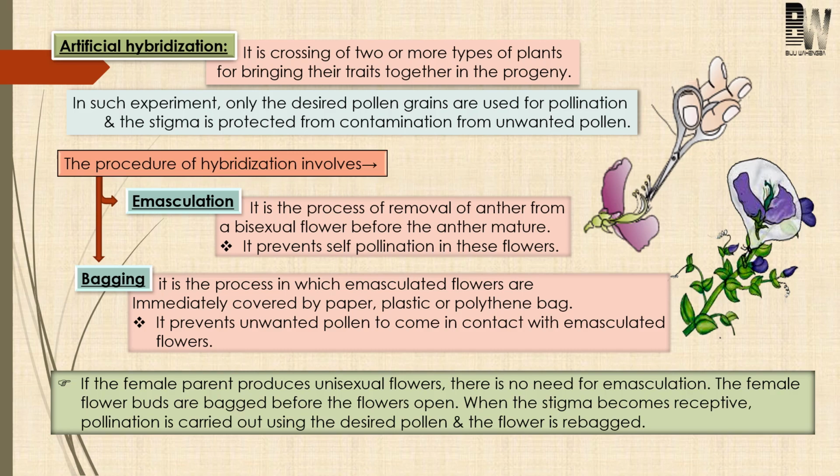Now come to another important point. If the female parent is unisexual, then there will be no stamen, and if there is no stamen, there is no need for emasculation. So if the female parent is unisexual, only bagging will be required. Don't forget this point. That is, if the female parent is bisexual, both emasculation and bagging are necessary, and if the female parent is unisexual, only bagging is required. So these are some points related to artificial hybridization.